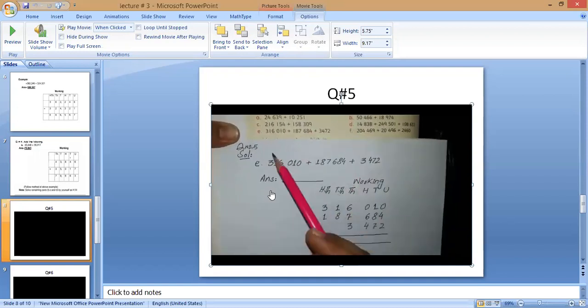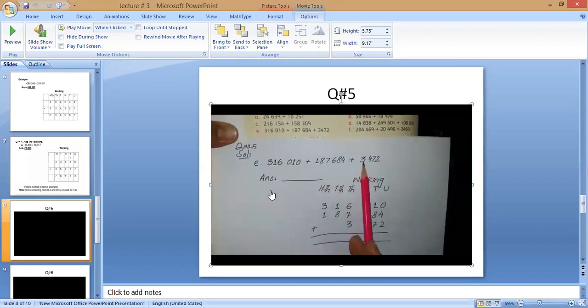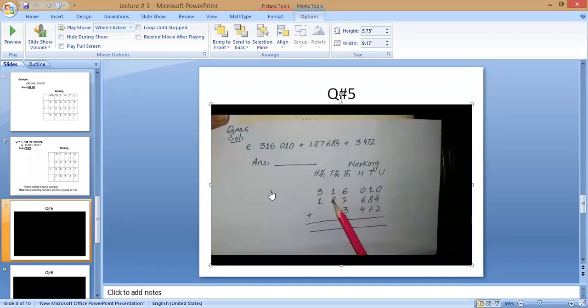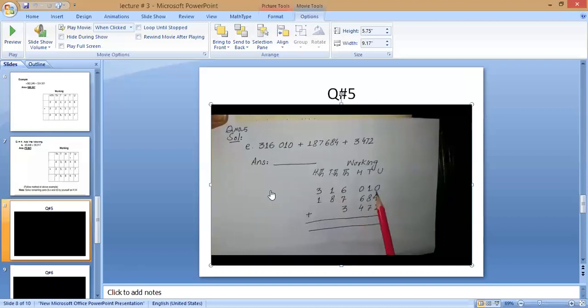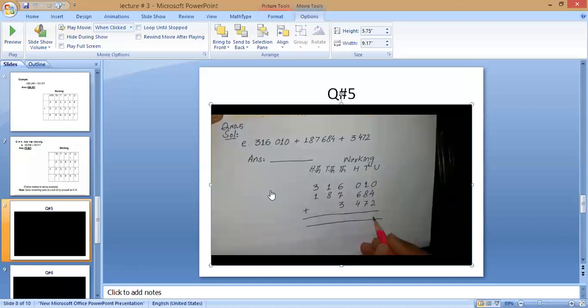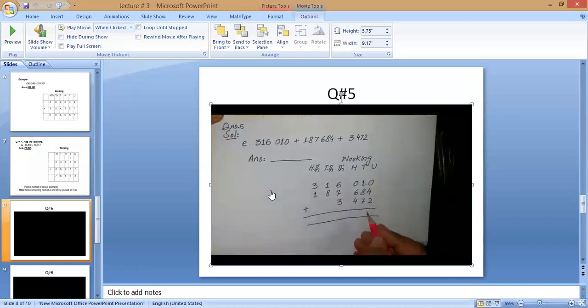Now come to the solution of the even part. You have these 3 numbers. You will leave one line for the answer and start working here. For working, you will make a place value chart, leave a line for carry, and start writing your numbers. Start from the unit place. Now this is an addition question, so you will put the addition sign here and come to the unit place. 0 plus 4 plus 2 is what? It's 4 plus 2, which is 6.